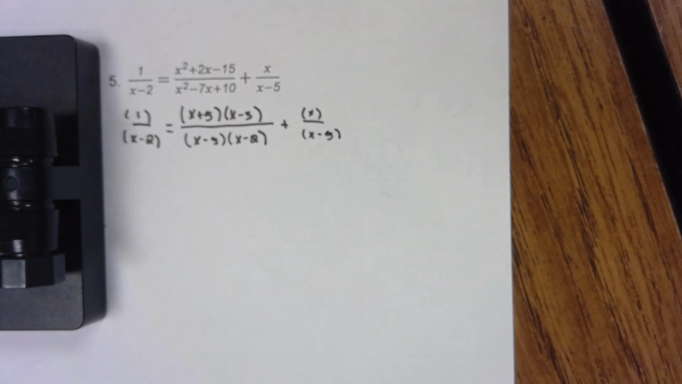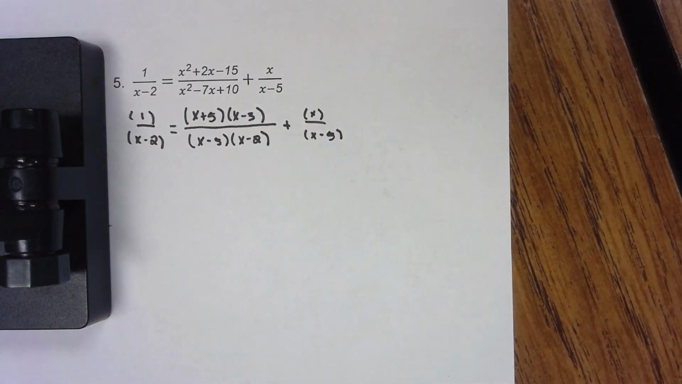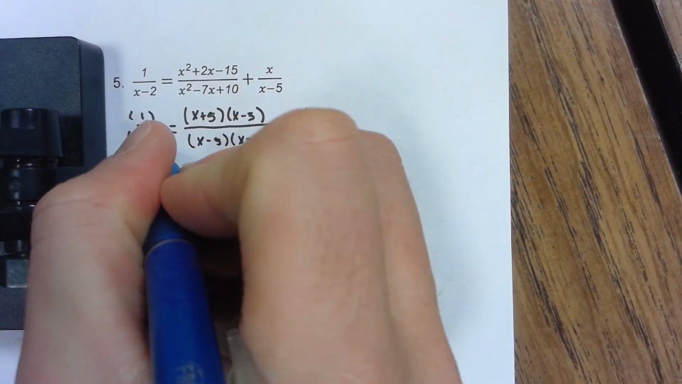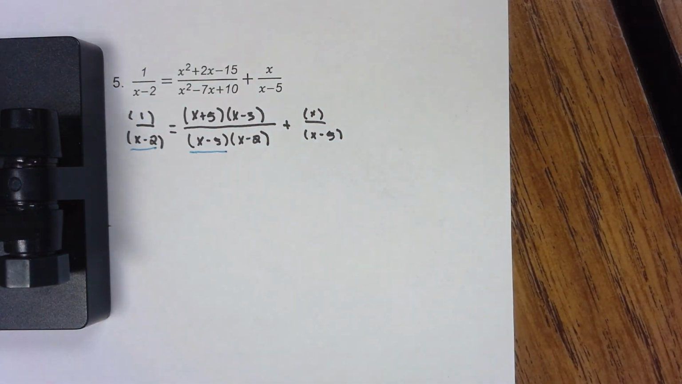Okay, so what we're going to look to do now is multiply this entire equation so that we can get rid of all the denominators. And so how that's going to work is we just want to identify the unique factors in the denominator. We don't want to multiply by every single factor. And what I mean by that is the unique factors are that we have an x minus 2 and x minus 5. That is the minimum that we need to multiply by to get rid of these denominators.